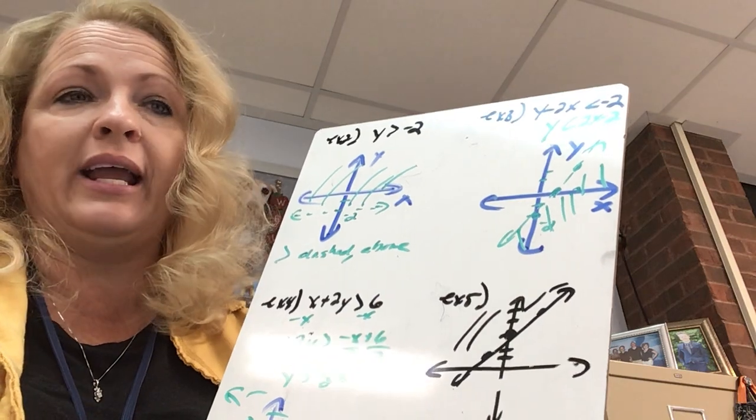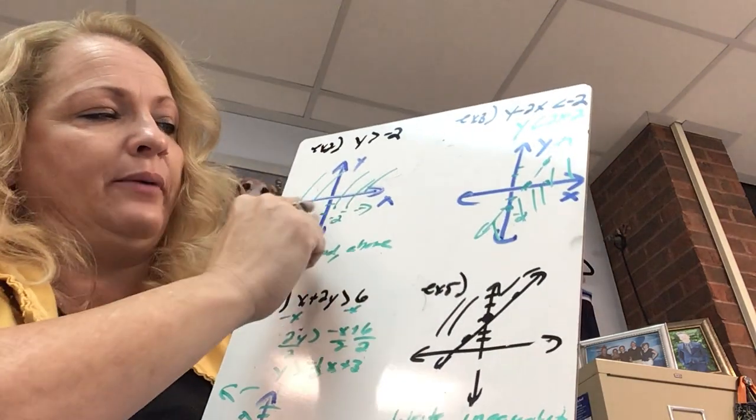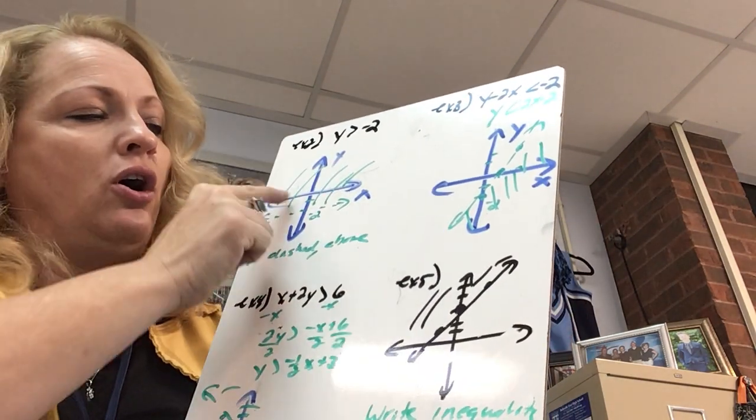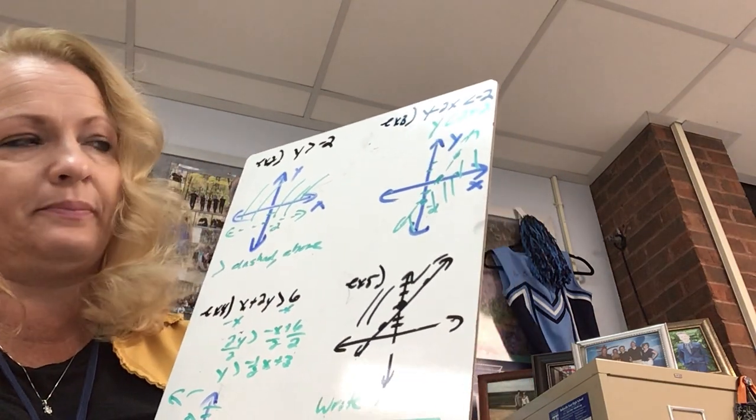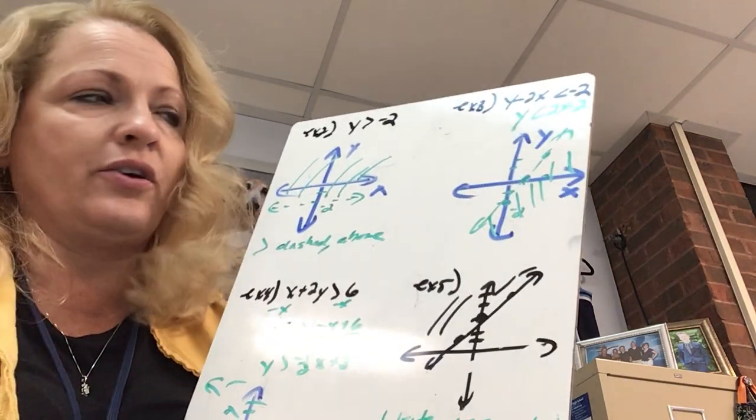Now, greater than means above. So I would shade everything above. And all of these points are answers. All right, let's go to example 3.